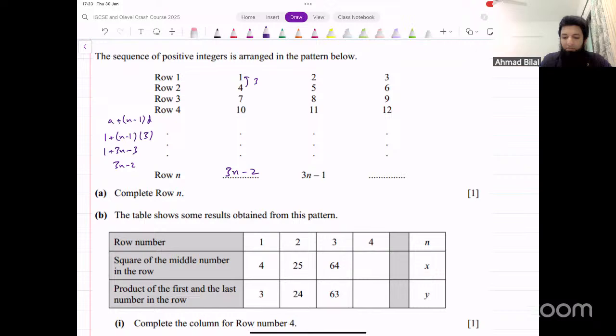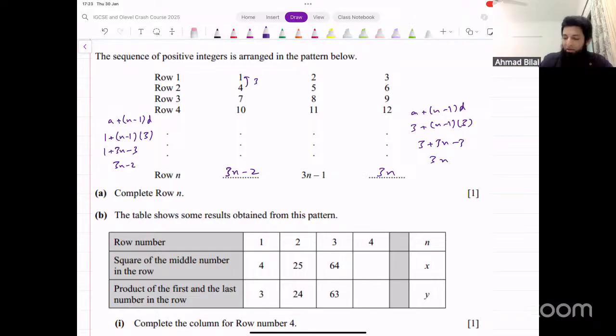Okay. What about this? You can do it using that nth term formula as well: a plus n minus 1 times d. You can say that is 3 plus n minus 1 times the difference, which is 3. 3 plus 3n minus 3, and that gives you 3n. This is 3n.